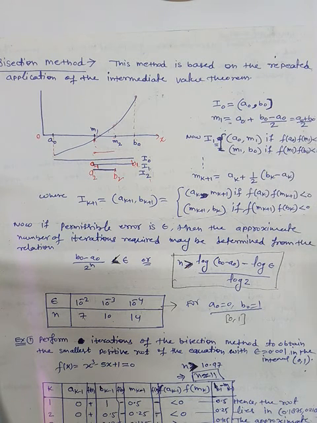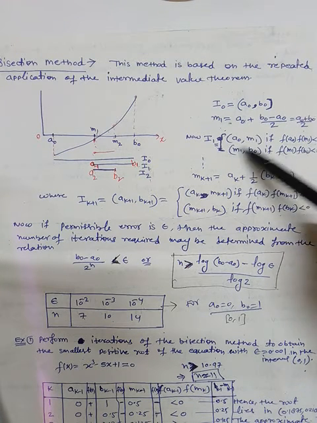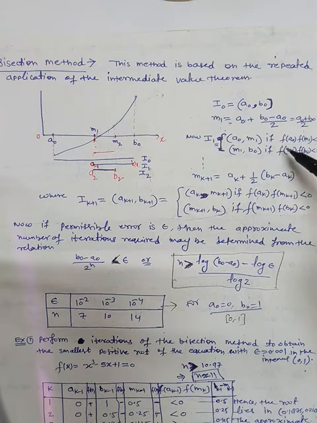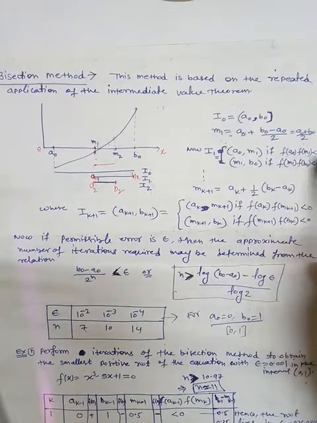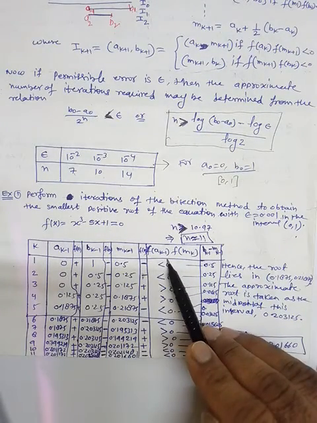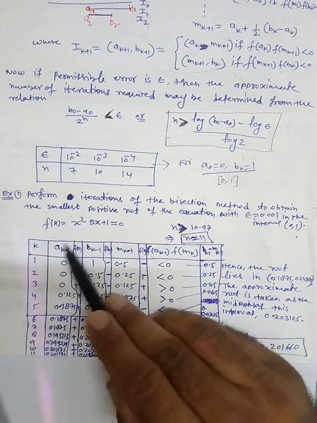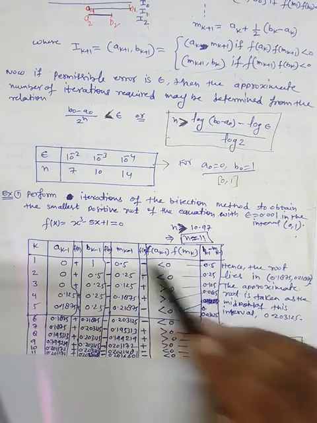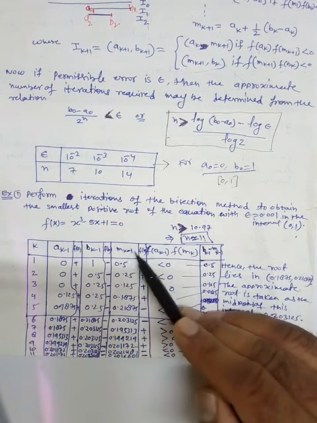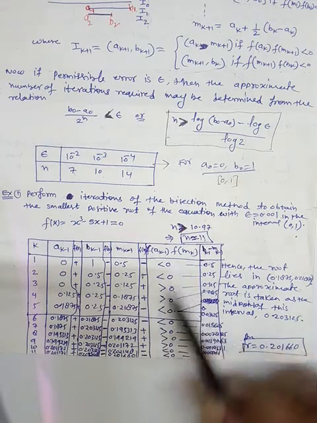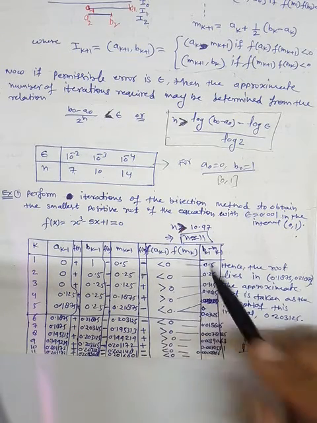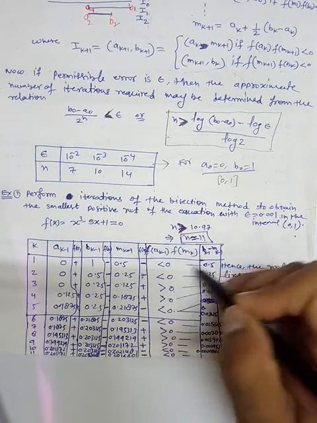If this condition does not hold, obviously the second interval will be used. That's why there is no need to check both conditions; only one condition is sufficient. So that's why I am taking this condition: f of a_{k-1}, that means the functional value at this point, times f of m_k, the functional value at the midpoint, which will be m_k. If this condition holds, we evaluate the sign of this.